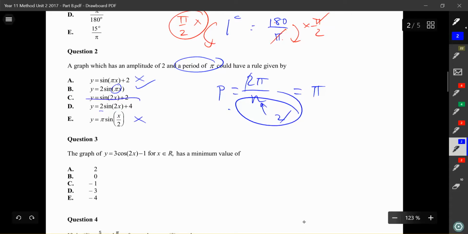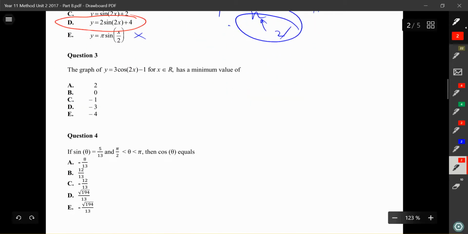Okay. Hopefully this is going to go a bit faster. The other one took me an hour to do a half-an-hour question. Let's see. D, the graph of this has a minimum value of. Now, for me, I can picture the graph. If you can't, type it in your CAS and find the minimum value.